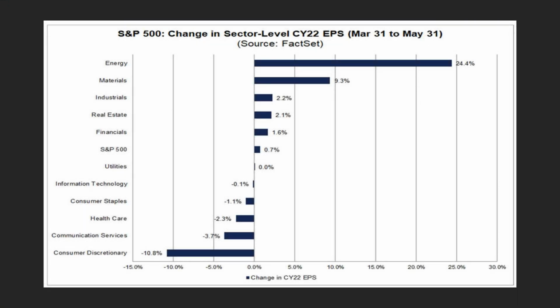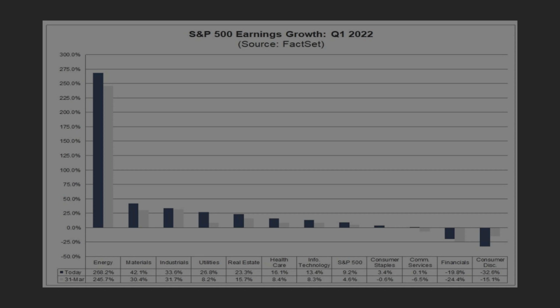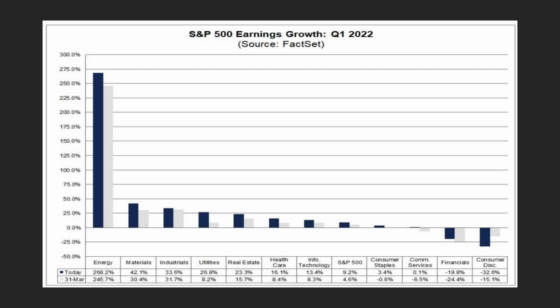In the first quarter of 2022, we had energy sectors leading in earnings growth, followed by the materials sector. They are both high yield sectors that continue to perform as well as commodity prices continuing to soar. We also had energy and material sectors leading in revenue growth for the first quarter of 2022.